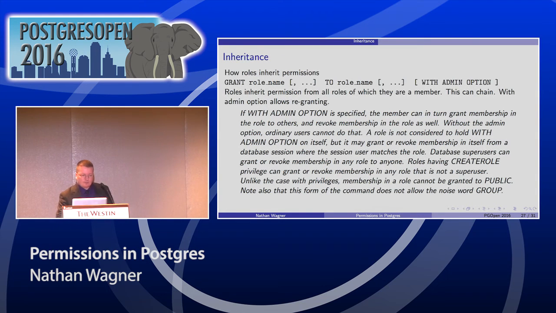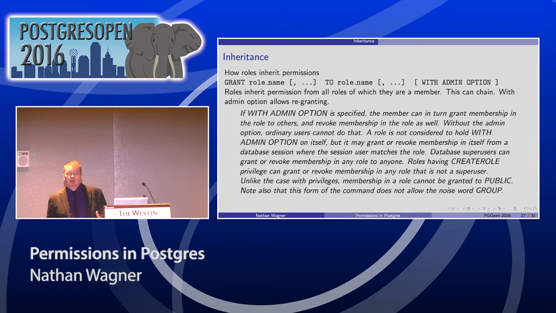I want to talk about inheritance. As I noted earlier, Postgres doesn't draw a whole lot of distinction between a user and a group. And so here we have some syntax, and you'll see we have grant role name to role name. So we can grant Alice to admins, for instance, and both admins and Alice would be roles. So you do create role Alice, create role admins. And then later you can do grant Alice to admins.